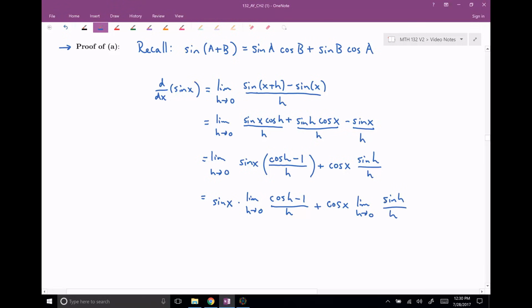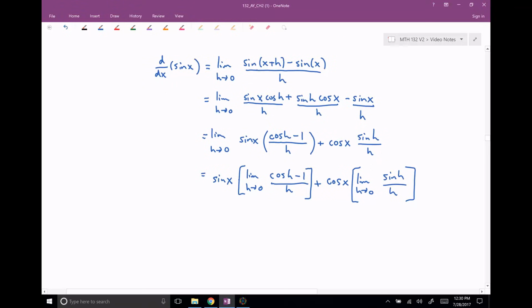Right? So I can't take anything with an h outside of this limit, but I can take anything with an x. So that's how I was able to factor out this sine of x and this cosine of x. So now the big question that I have remaining is, what does this limit evaluate out to? And what does this limit evaluate out to? And in fact, we've already seen that we know the answer, that it evaluates out to just cosine of x, right? So this bit goes away.